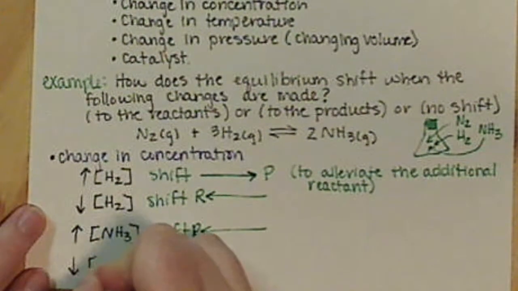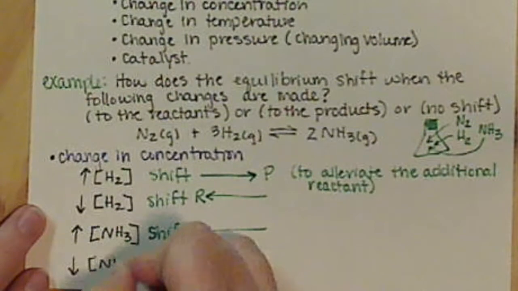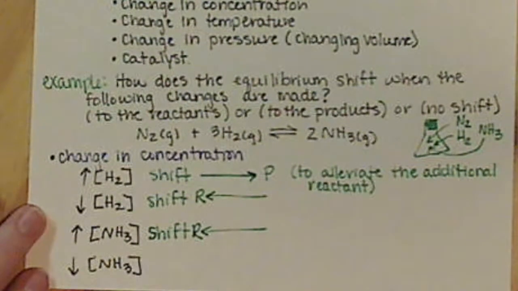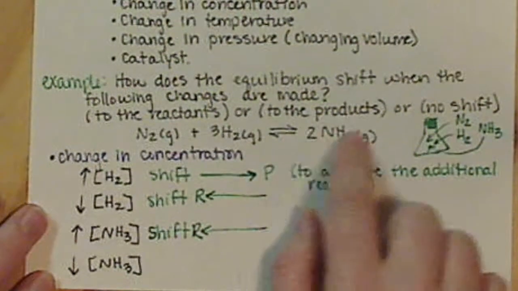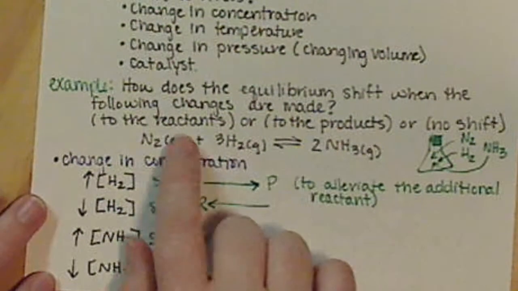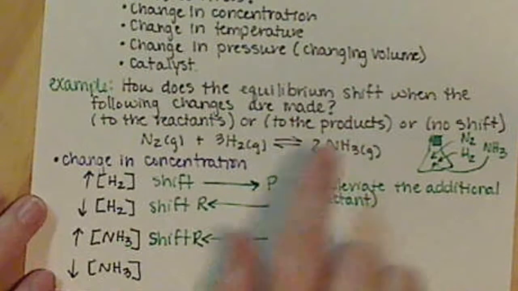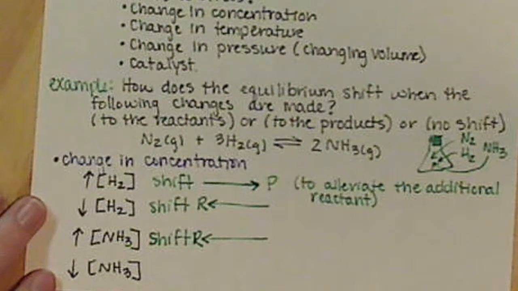And then if we do the opposite, if we remove or decrease the concentration of our ammonia, we now have a void on this right side. We don't have enough product. So our reactants are going to shift to form some more product.